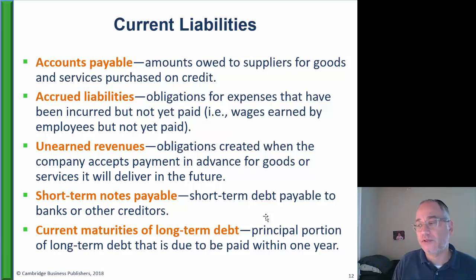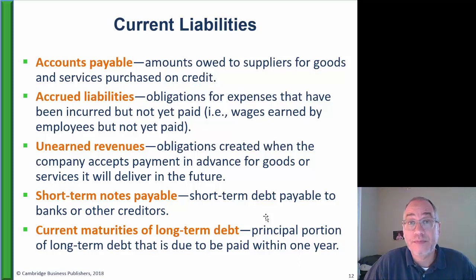Another example of this is customer deposits. Let's say you want to buy a Porsche and you have to put down a $5,000 deposit. They'll deliver the car in 3 months. That would be an unearned revenue, a liability on the part of the Porsche dealer because they owe you basically $5,000 worth of car. Short-term notes payable are notes due within a year that you owe.